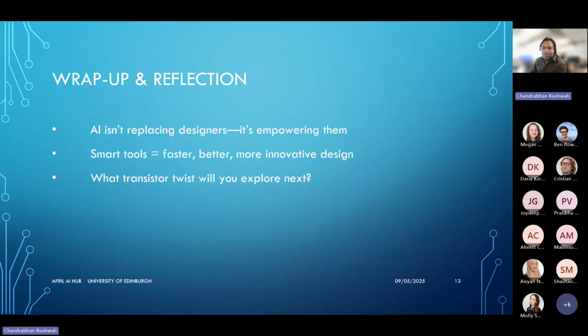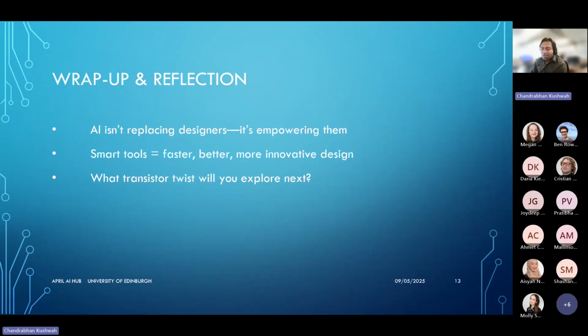So from my perspective, what transistor twist will you explore next? In my case, I would be going for FinFET and inverse design. And I want to leave you with a question: what transistor twist will you explore next? Whether it's a novel architecture, a material breakthrough, or an AI-led design approach, the future of device design is wide open. With the right tool and mindset, you have the power to shape the next generation of semiconductors.